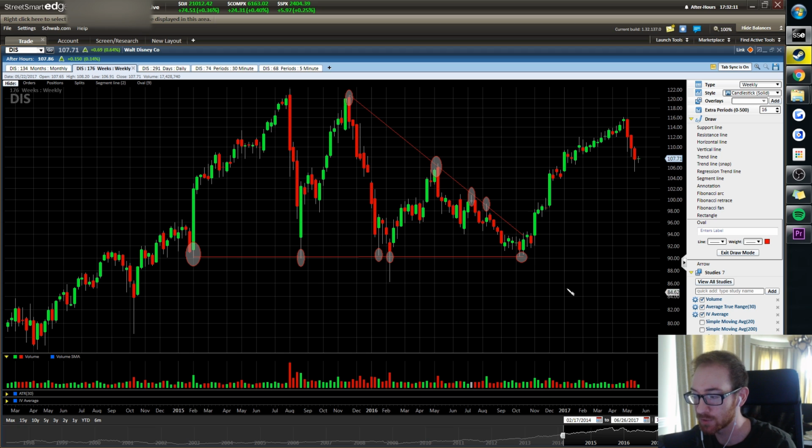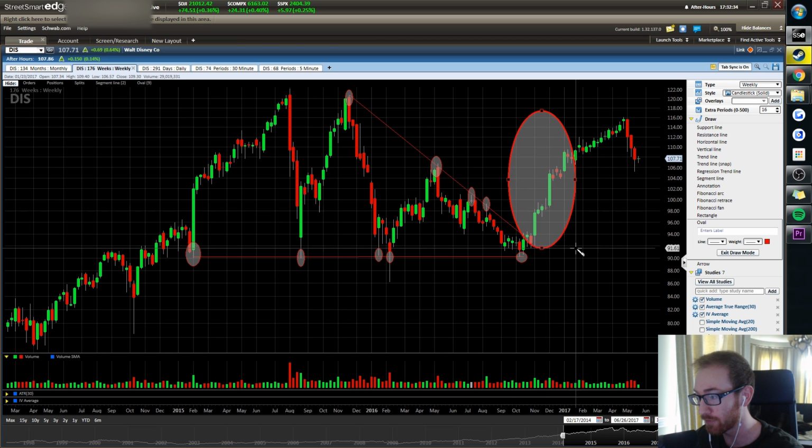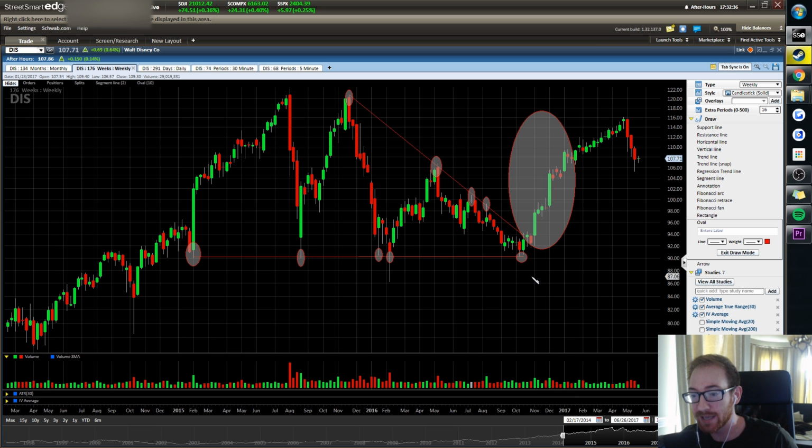This was a move in Disney from 90 to 116. Disney doesn't move a lot. It's not a high beta stock. That's a pretty big move for it. I got in around 92. I didn't even sell the top, so I didn't catch the exact bottom. Didn't catch the exact top. I think I sold it somewhere around 108, 110, something like that. But I caught the bulk of this move, right? That's what I want to catch.